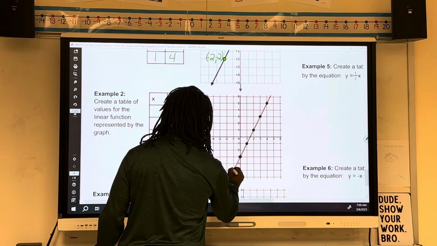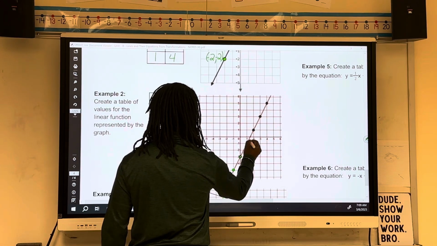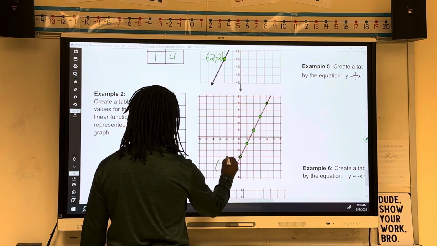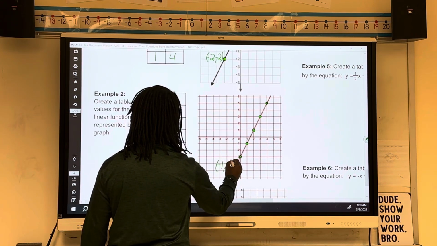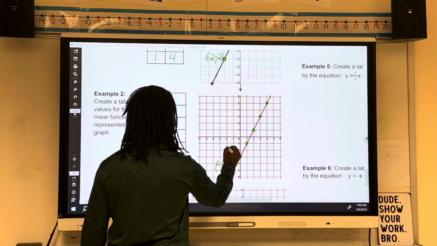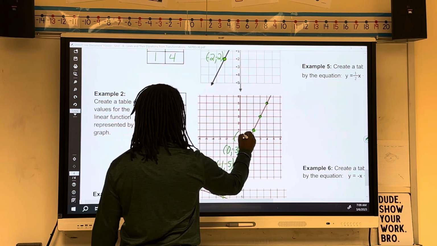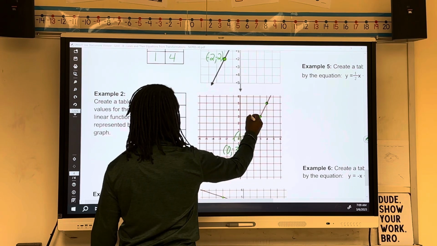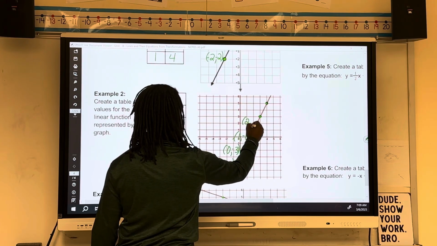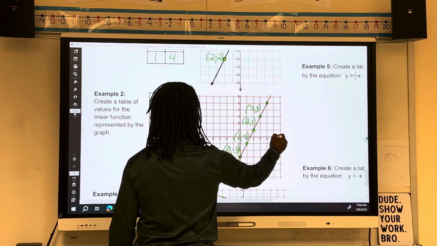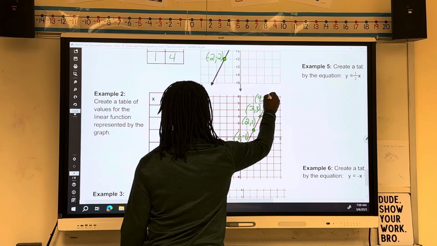All right, so we got, these are our points that are labeled, and we're just making a table from it. So we got, this point is -1, -5. This is 0, -3. This is 1, -1. Then we have 2, 1. Then we have 3, 3. And then lastly, we have 4, 5.